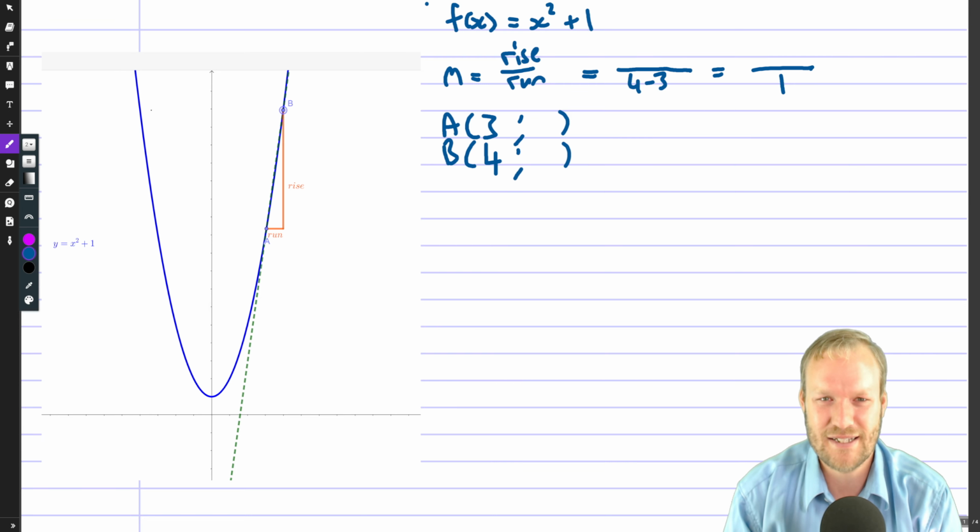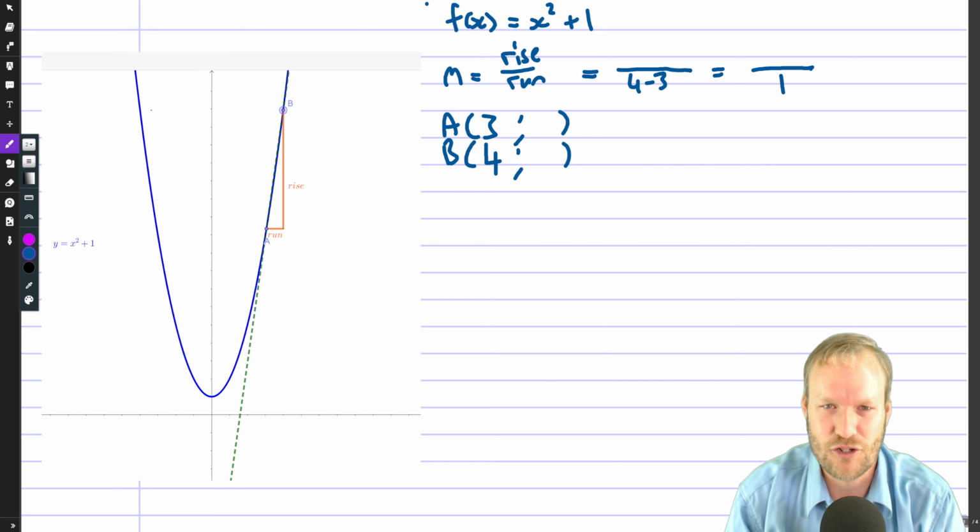Well, that's easy enough. Now we just need to work out the rise. Now it's useful that the 2 points are on the graph, because we can work out the y coordinate of point A. To work that out, we just need to put 3 into our function. So that's 3 squared plus 1, which gives us 10. We work that out by working out f of 3, so the y value is 10.